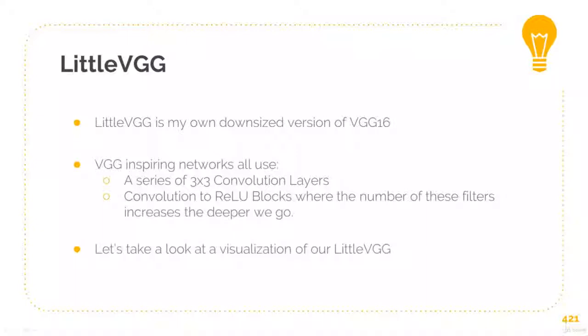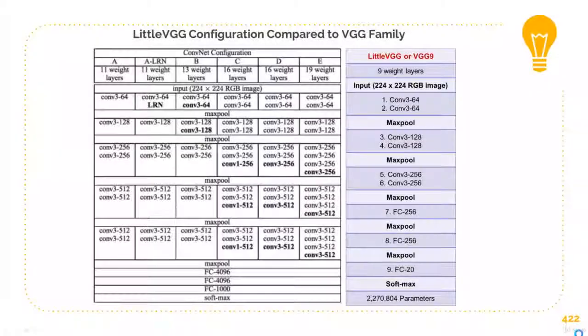And remember, VGG-inspired networks all use a series of 3x3 convolutional layers where the number of filters just increases as you go further and further into the network. So let's take a look at our Little VGG network diagram, or network architecture. So this was VGG 19 and 16 here. What I've done, VGG 9 you can call it, has 9 weight layers, and basically this is how it lines up compared to this one here.